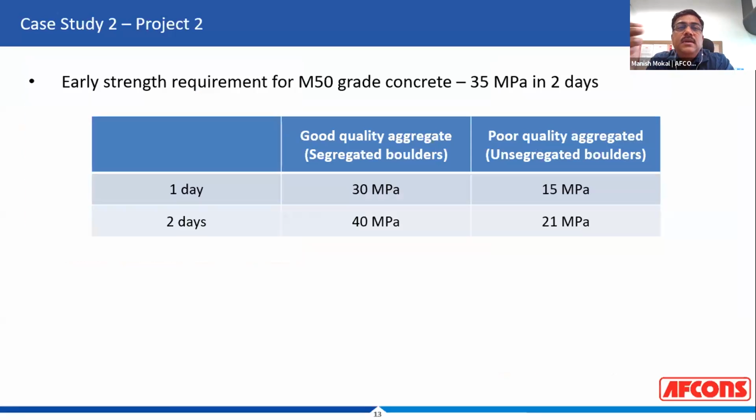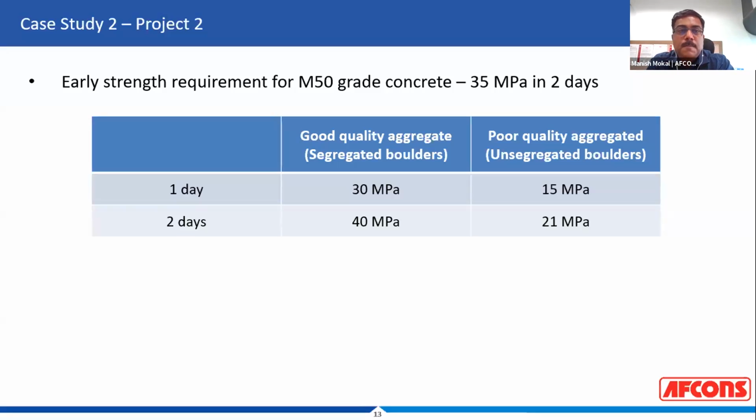Again, to give you an idea, on this project, M50 grade concrete girders were there where we required 35 MPa in 2 days. The poor quality rock was giving me about 21 MPa in 2 days, and the segregated crushed rock was giving me about 40 MPa. If I had not done that segregation, probably I would have had to wait for almost 4 or 5 days to get that 35 MPa, and the cement contents would have significantly gone up.